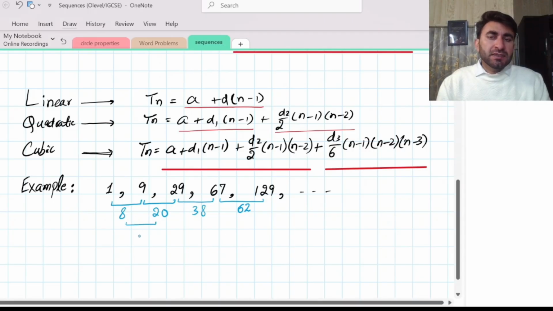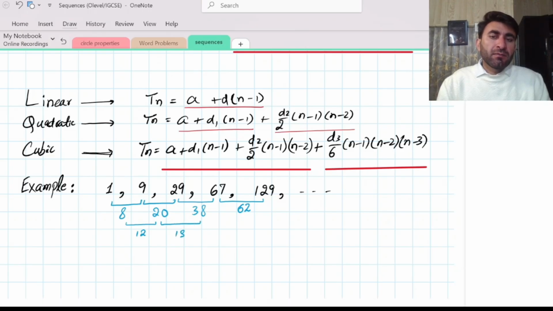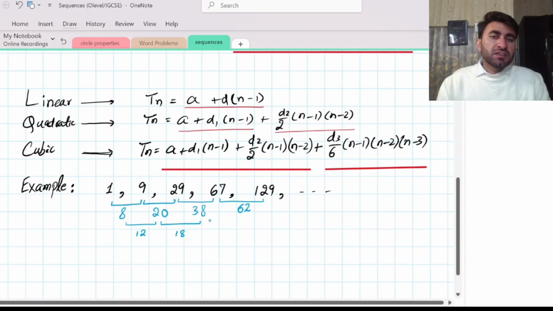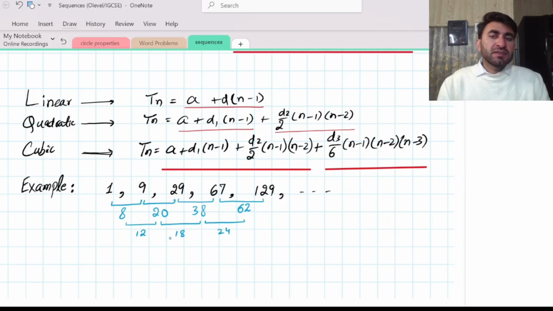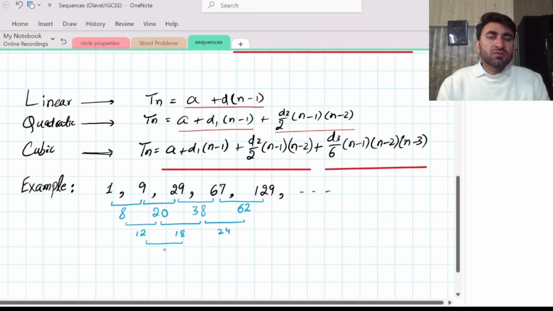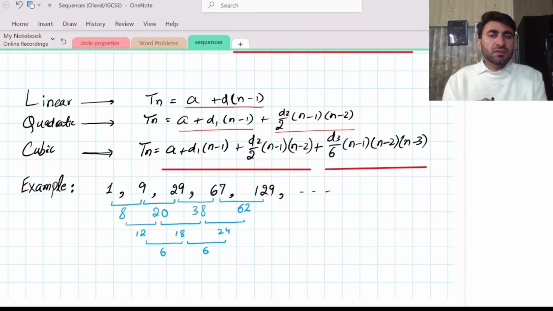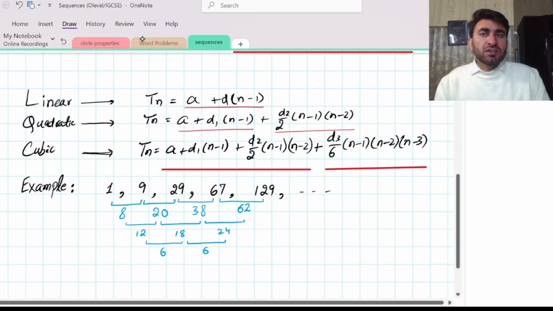20 minus 8, it is 12. 38 minus 20, it is 18. And 62 minus 38, it is 24. We see the second difference sequence is not a constant sequence. So let us find the third difference sequence, and that is 18 minus 12, which is 6, and 24 minus 18 is also 6. So we see the third difference sequence is a constant sequence, so it will be a cubic sequence.